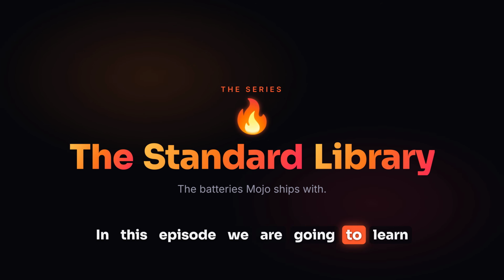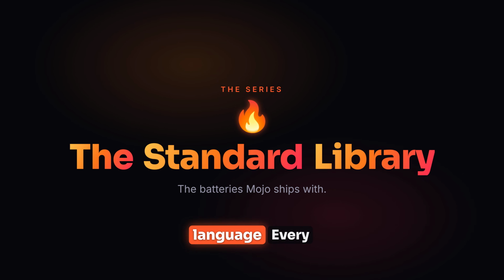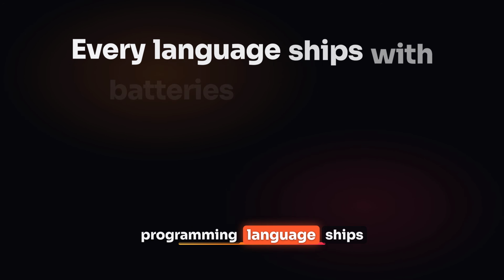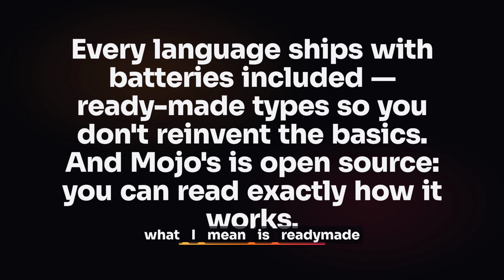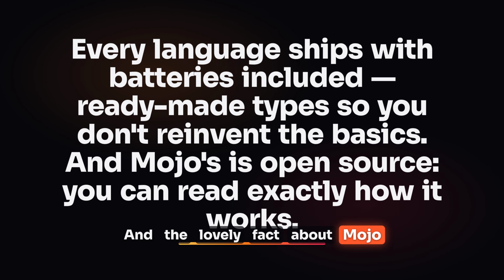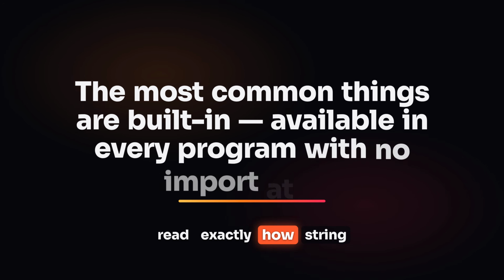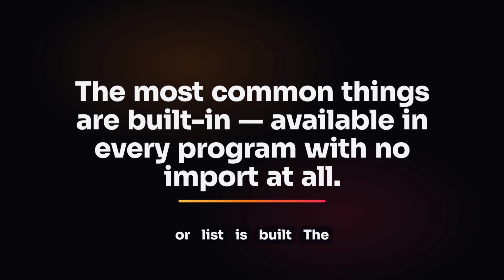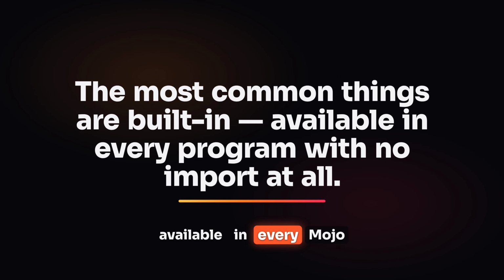In this episode, we are going to learn about a guided tour of the batteries included with the Mojo programming language. Every programming language ships with batteries included. And when I say batteries included, what I mean is ready-made types and functions, so you don't reinvent the basics. And a lovely fact about the Mojo programming language is it's open source, so you can read exactly how a string or list is built.